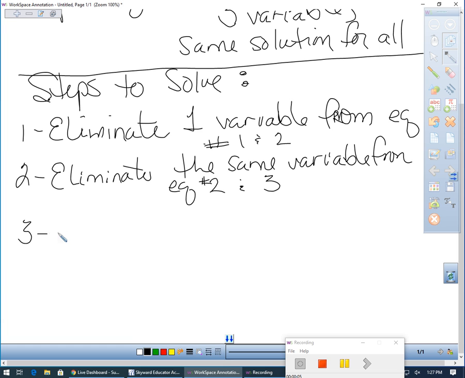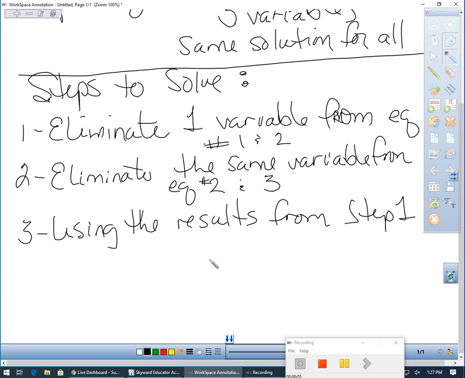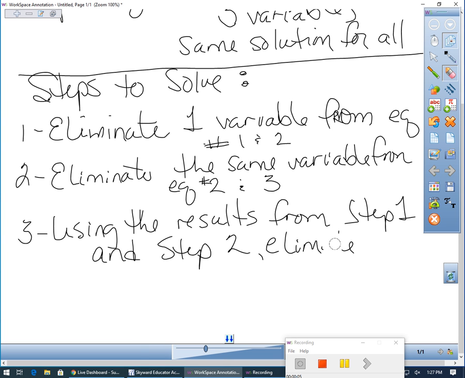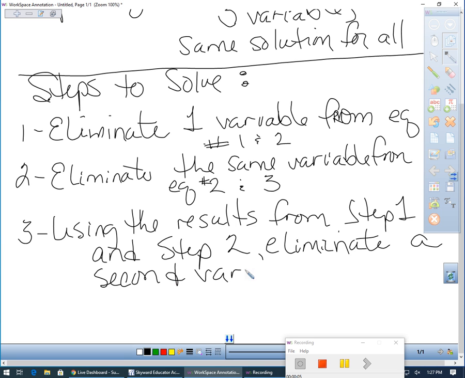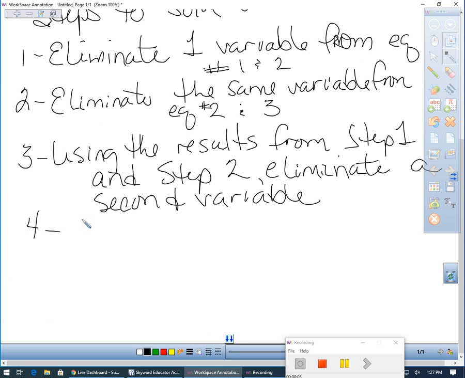Step 3, using the results from step 1 and step 2, eliminate, oops, helps if I spell right, a second variable. Step 4, solve the remaining equation.